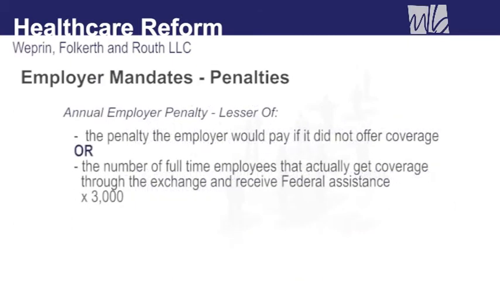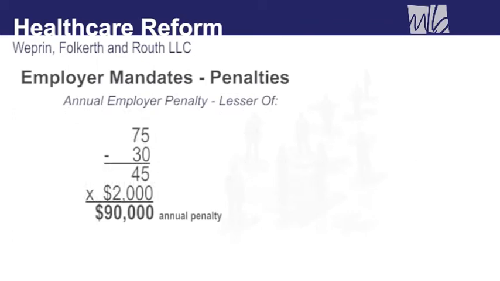The amount of the annual penalty for the employer is the lesser of 1, the penalty the employer would have paid if it had not offered coverage, or 2, the number of full-time employees that actually get coverage through the exchange and receive federal assistance times $3,000. So, in our example, the penalty for this employer is the lesser of the following 2 calculations. First, the annual penalty for not offering affordable quality coverage would be 75 less 30 equals 45 times $2,000 or $90,000.